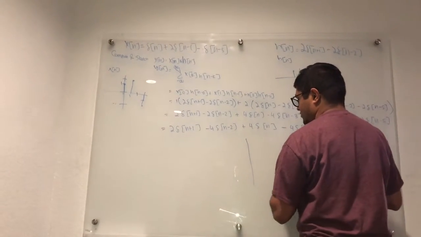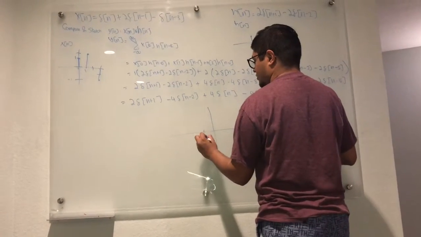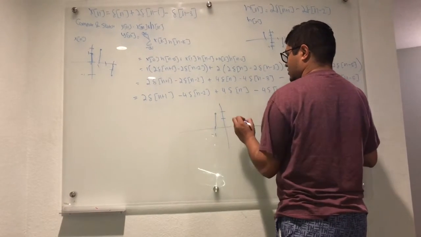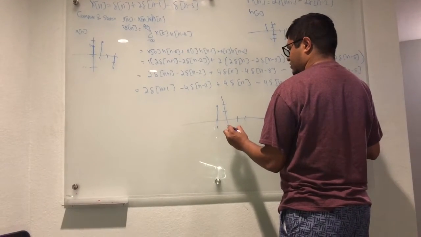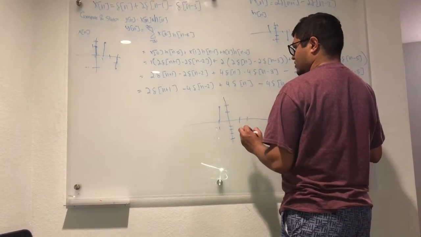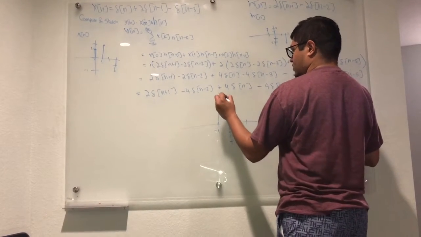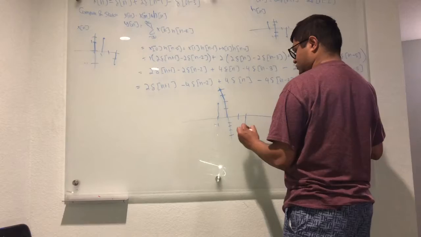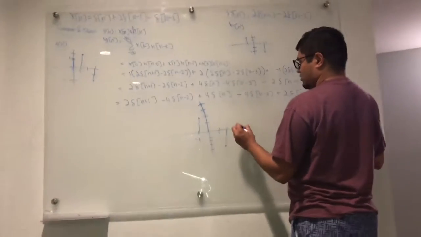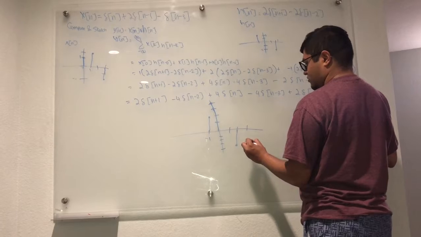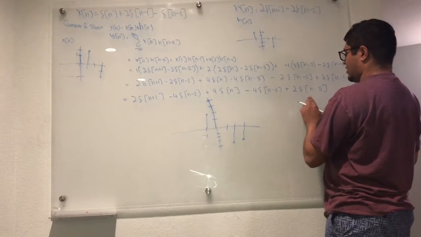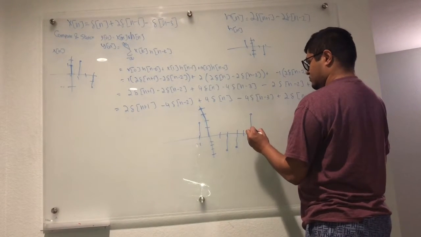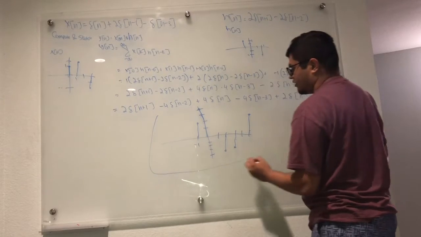Now, let's plot this. At -1, the magnitude is 2. At 2, the magnitude is -4. At 0, the magnitude is 4. At 3, the magnitude is also -4. And at 5, the magnitude is 2. This should be your result.